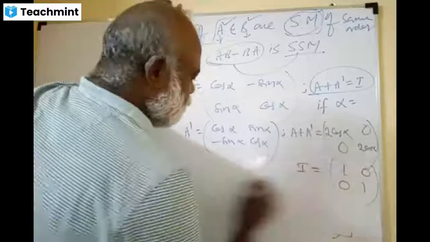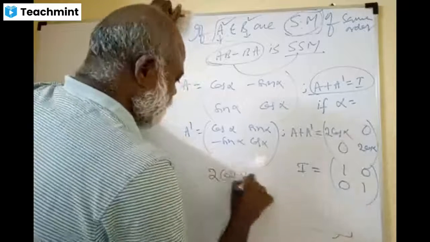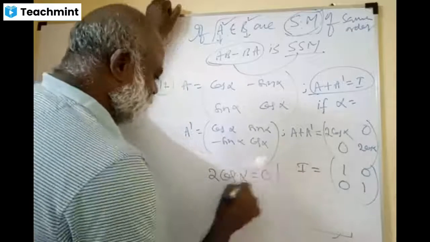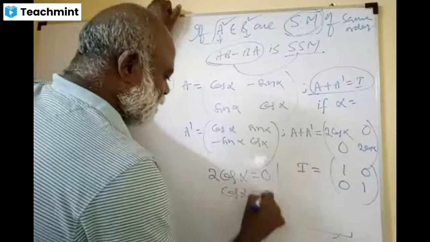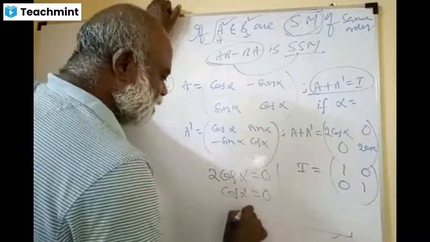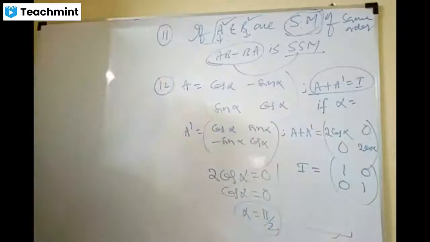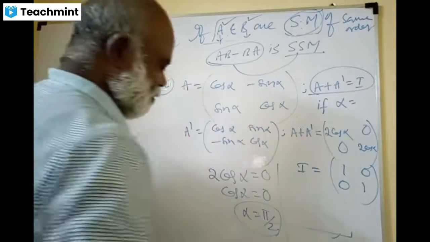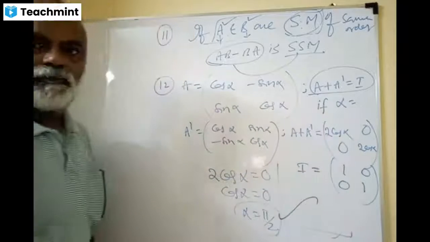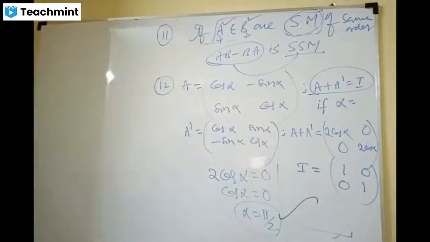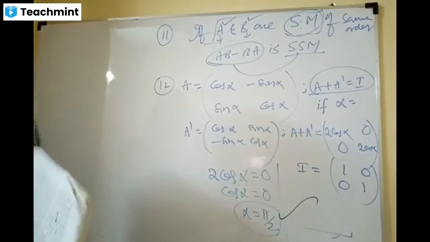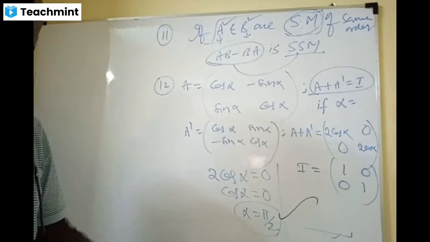2 cos alpha should be 0. If 2 cos alpha is 0, cos alpha will be 0. If cos alpha is 0, alpha is pi by 2. Am I right? Is there such an option? No, sir. Theta should be 60, sir, then only it will cancel with 2 and become 1.